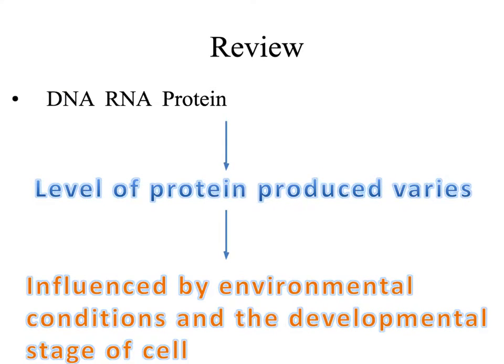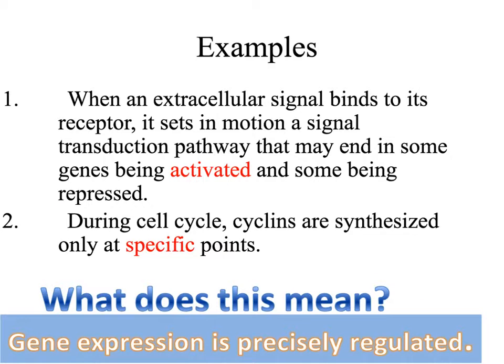So in review, so far we have learned that DNA is going to make RNA, that's called transcription, and then RNA is going to make a protein, and that is called translation. When the protein is made, we could be making primary, secondary, tertiary, or quaternary level proteins. What determines that is environmental conditions and the development of the cell. So an example of this is when an extracellular signal is going to bind to the receptor. It sets a signal transduction pathway in motion. And so what happens in the end is that some genes are going to be activated and some genes are going to be repressed.